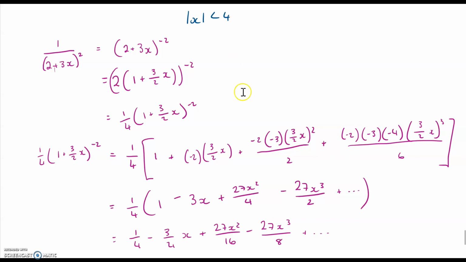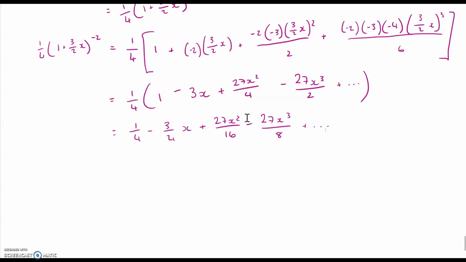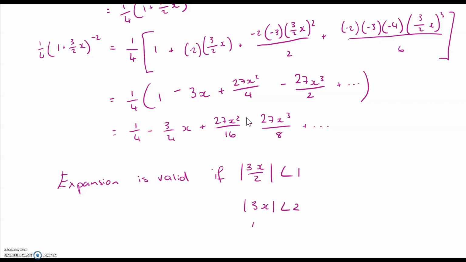Now, lastly, our expansion is valid if the modulus of 3x on 2 is less than 1, which is then the modulus of 3x is less than 2, which is the modulus of x is less than 2/3. There we go, and that's our expansion. Sorry, not expression.